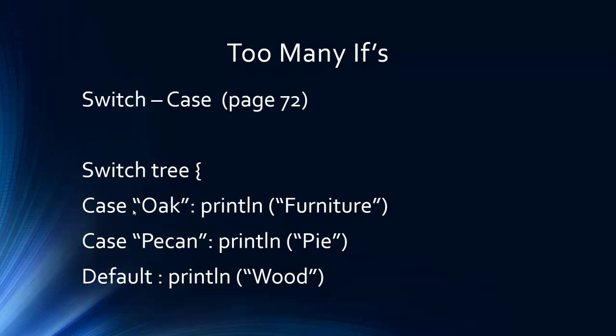All right, if you have too many if statements, we typically use the switch case. If you turn to page 72 in your textbook, there's a picture at the top, and then they show the switch case statement. The switch case statement just says, I'm going to give you a whole bunch of different cases, and the one that matches, that's what I do. In this case, if tree equals oak, I'm going to print furniture. If tree equals pecan, I'm going to make a pie. And if tree doesn't equal either of these, it's just going to print out wood. So it's a much shorter method if you have multiple things.